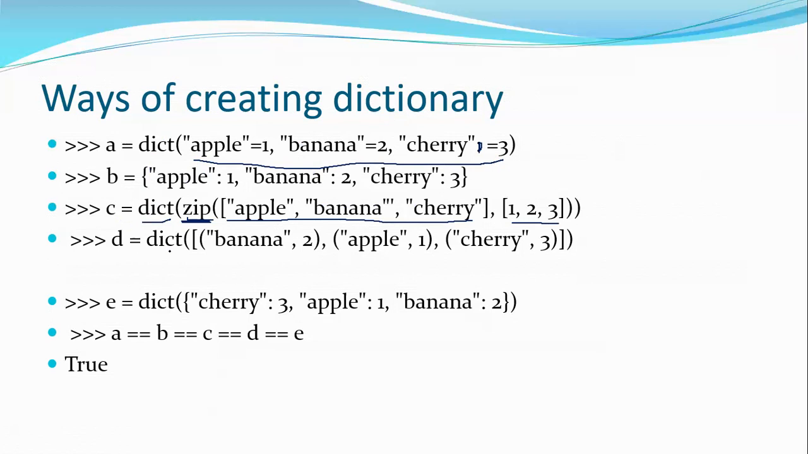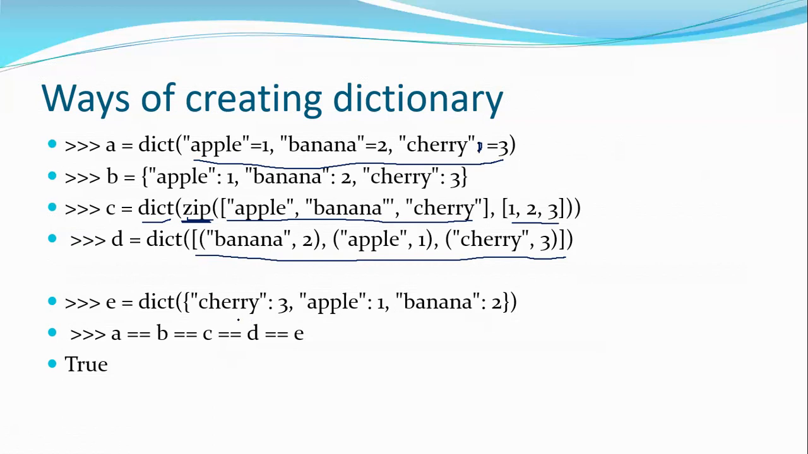Another way of creating a dictionary is the traditional approach, but not the most widely used. That is the list of tuples approach. There is another definition of a dictionary which is called a list of tuples. So all the items in the dictionary will be tuples: banana, 2; apple, 1; cherry, 3. Everything is a tuple, and all the tuple items are combined into a list. So it is a list of tuples. In this way also I can form a dictionary.